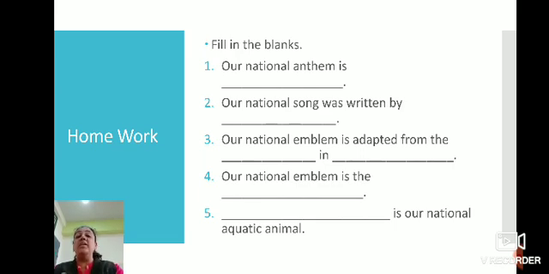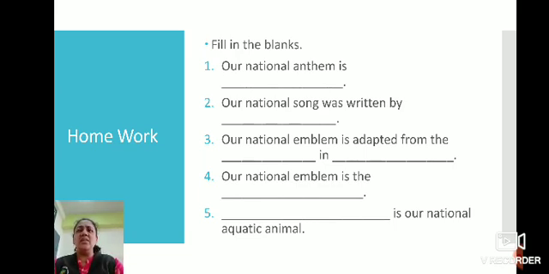Second number, our national song was written by dash. Who wrote our national song? I told you, we saw the picture also. So who wrote our national song? Bankim Chandra Chatterjee. He wrote our national song.